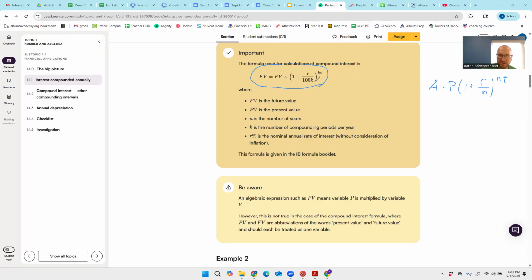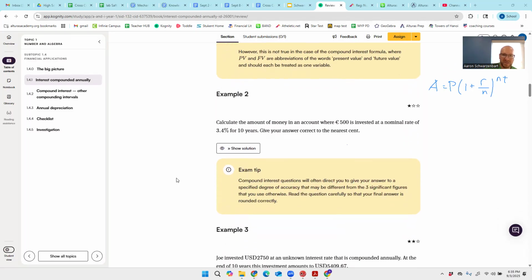Or you can use the rate divided by 100. They're using k instead of n for how many times you compound per year. So quarterly would be 4, monthly is 12, daily 365, for both ks or both ns. And they're using n for years. I use t. I think it makes way more sense, but this is in your IB formula book. You can use whatever version of this you want, but that's the one you should get used to. You're also going to use some of those values later.